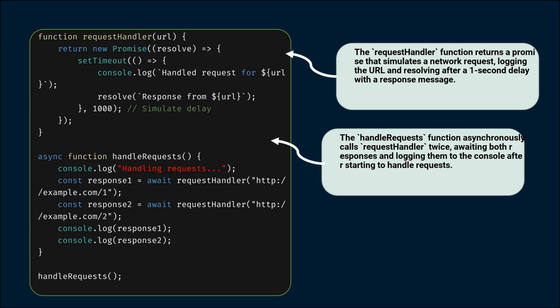Inside this function, we first log a message indicating that we are handling the requests. We then make 2 asynchronous calls to requestHandler, awaiting the results of each. The use of await here ensures that while one request is being processed, the JavaScript engine can continue executing other operations, thus effectively demonstrating the concurrency model of JavaScript. After both promises resolve, we log the responses to the console, showcasing how asynchronous programming allows for efficient handling of multiple tasks without blocking the execution flow.